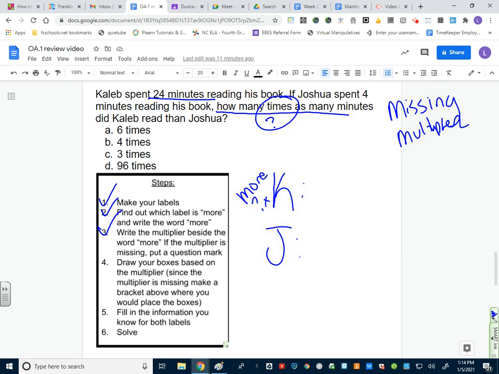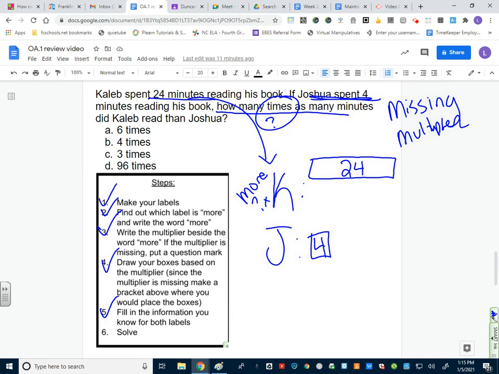Now that does affect our boxes. We can't put all of our boxes there because we don't know how many to put for Caleb. But since Joshua has less, we can put 1 for Joshua. All right, now we're at the step where we fill in what we know. Well, we know Caleb read for 24 minutes. So instead of putting all those little boxes, because I don't know what goes in them yet, I'm going to put one big box across the top and put 24. I also know that Joshua spent 4 minutes reading, okay?